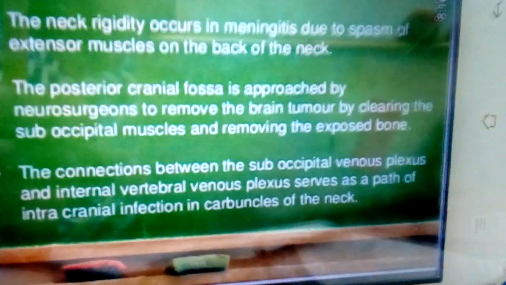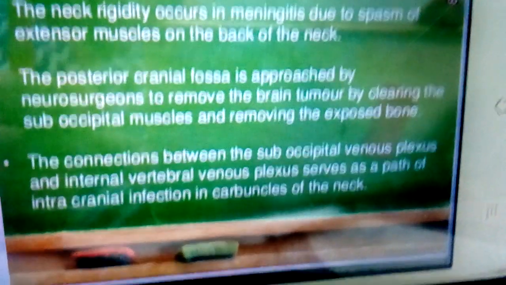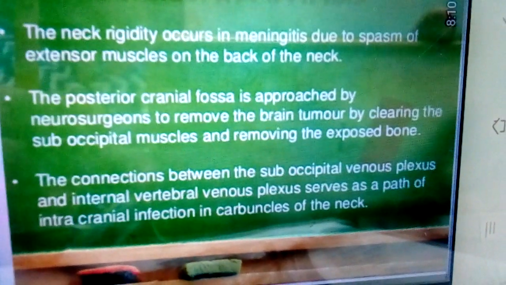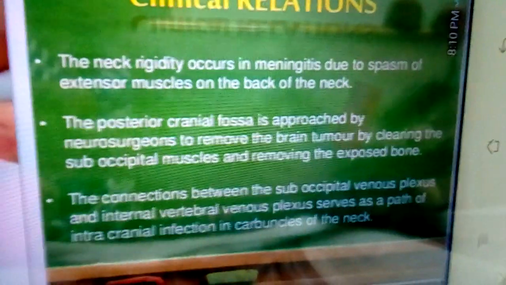Okay, so this is all about the suboccipital triangle we have studied. Hope you all have understood it.